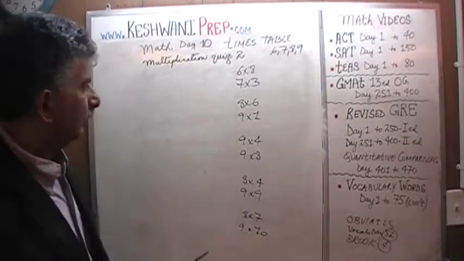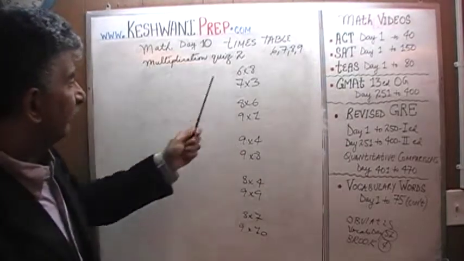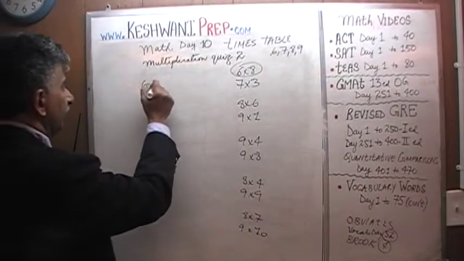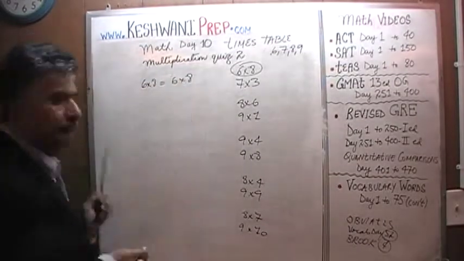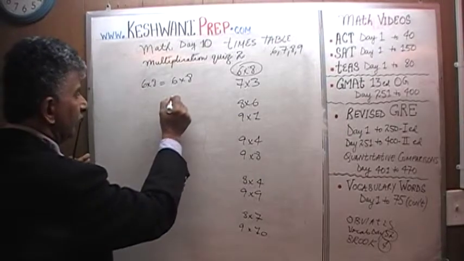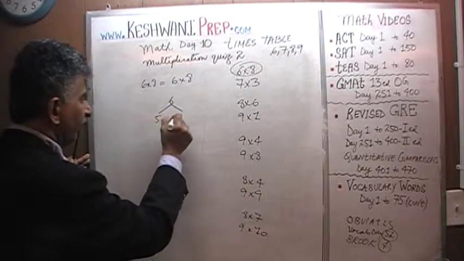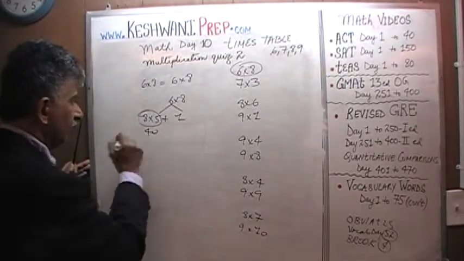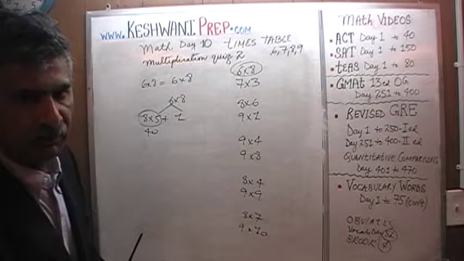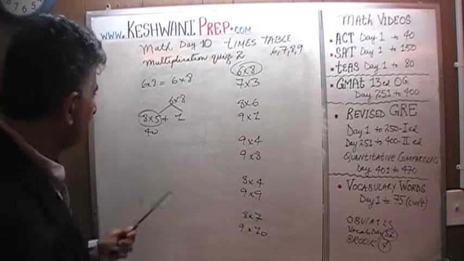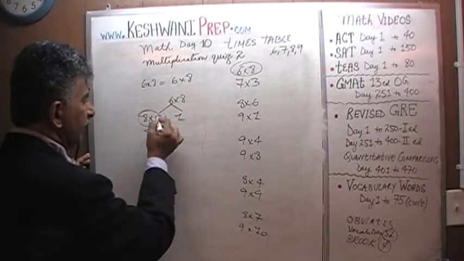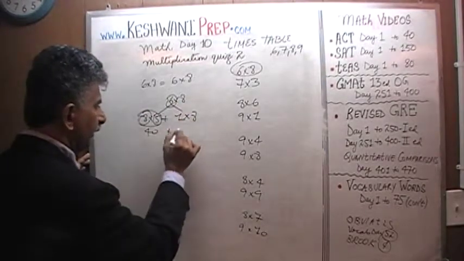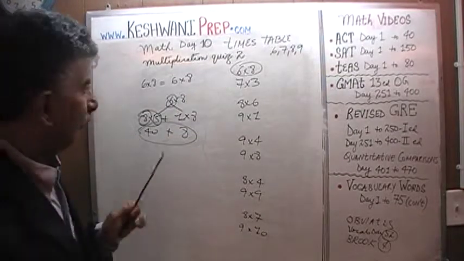How about 8 sixes? 8 sixes is going to be the same as 6 eights. 6 can be written as 5 plus 1. And if you want 8 of them, 8 5s are 40. That I do know. Memorizing the table of 5s and 10s is very easy. We don't need 5 8s, we need 6 8s. So we need to have one more 8. One more 8 is going to make it 48.